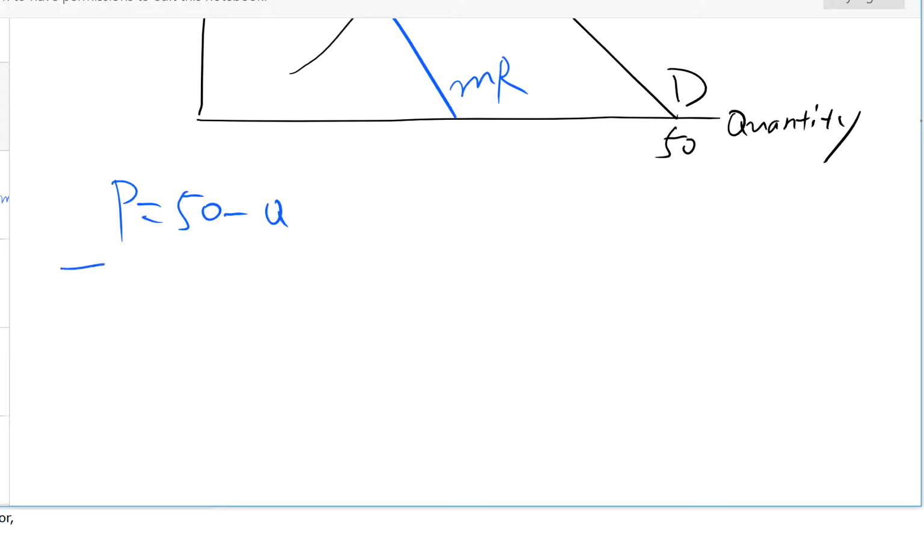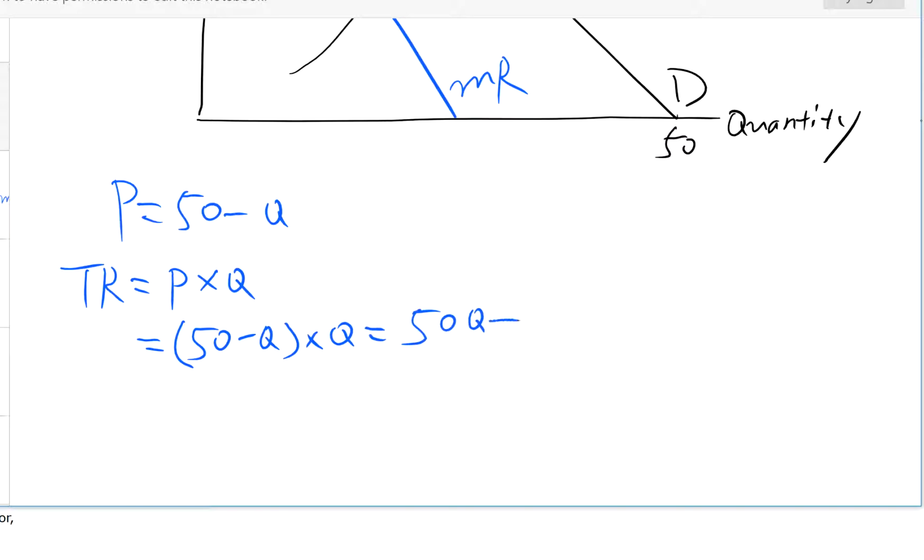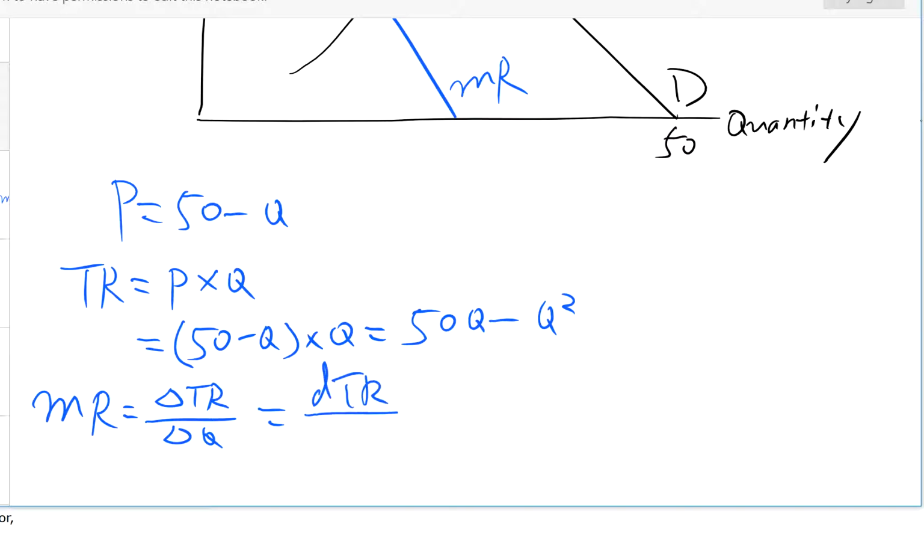And then next, your total revenue. Total revenue is your price times quantity. Now we already know what the price is. It's 50 minus Q, and then times quantity. So your total revenue is going to be 50Q minus Q squared. Now, your marginal revenue curve is your change in total revenue over change in quantity. So in calculus, this is just the first derivative. If we do dTR over dQ, this will be equal to 50 minus 2Q.